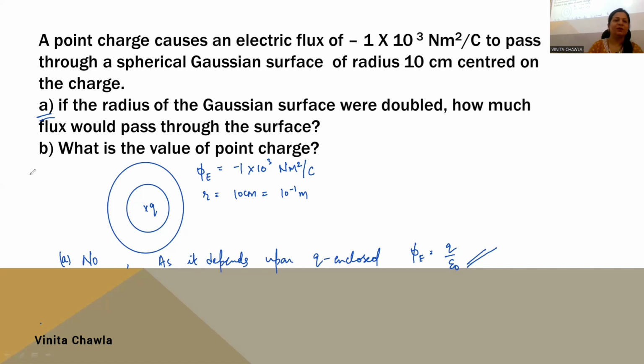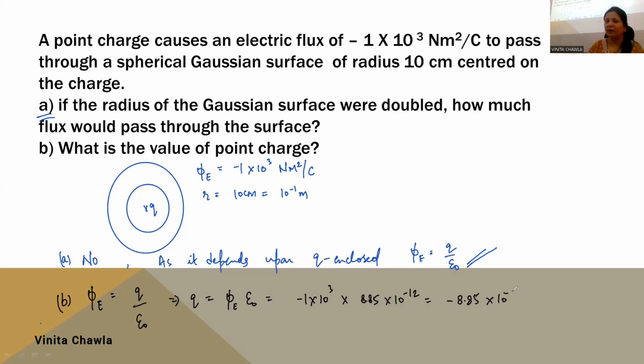The second question is, what is the value of the point charge? How will you find it? Electric flux is Q upon epsilon naught, and therefore Q is equal to electric flux into epsilon naught. You simply have to put the values here. Put the value of electric flux first, it is -1 into 10 to the power 3. And the value of permittivity of free space is 8.85 into 10 to the power -12. What will you get? It's -8.85 into 10 raised to the power -9 coulombs. So this is the answer.